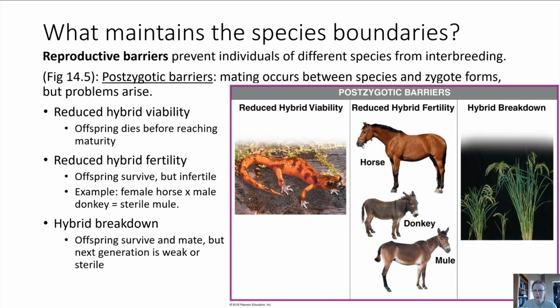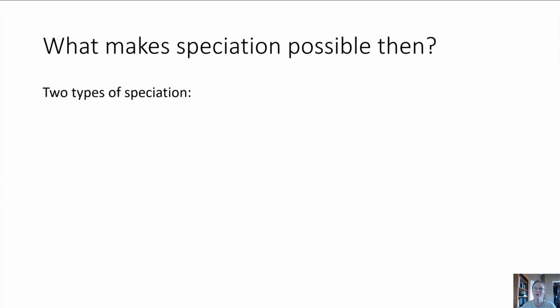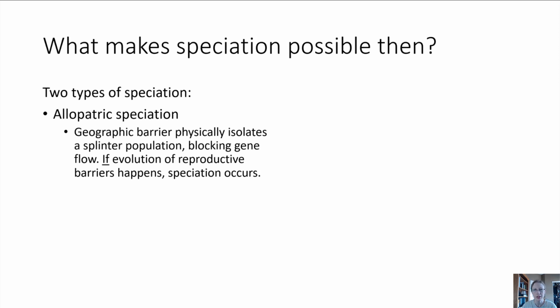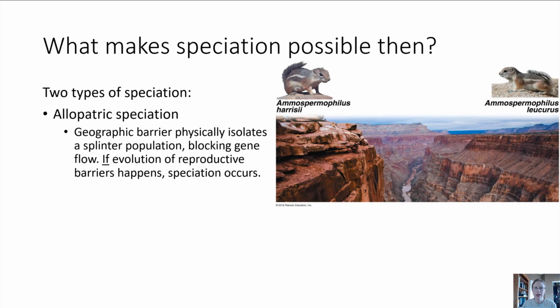So if we have all of these mechanisms in place for maintaining species boundaries, the next question is, what makes speciation possible then? And there are two types of speciation that I would like for you to be familiar with. The first one is called allopatric speciation. And this name allopatric means different country. So this is talking about a situation where maybe you have one population, one group of individuals, they're all the same species, and there's some sort of geographic barrier that ends up separating them into two groups, multiple groups. And so this could be something like a canyon opens up.